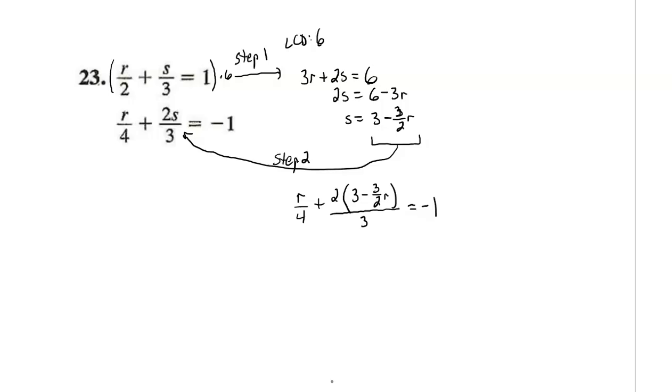Now let's do some work on this. First of all, notice that there is a denominator 4 and a denominator 3. What's the LCD when you have a 4 and a 3? That's 12. I think if I multiply everything by 12, that will help me to get to the answer. So that will make 3r plus 8 parentheses 3 minus 3 halves r equals negative 12.